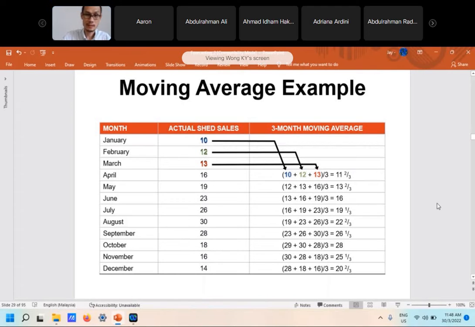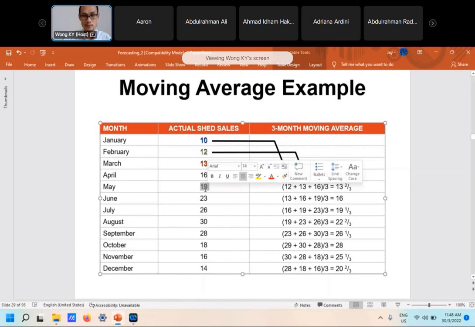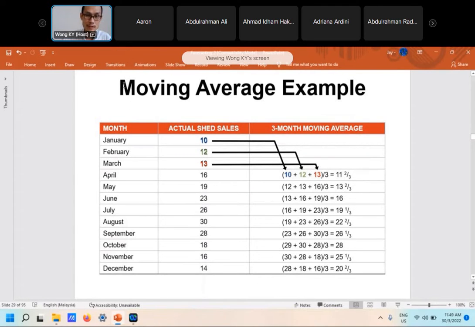Okay, understand? So let's say now May has already passed. Once May has passed, you will know the actual demand, and let's say the actual demand is 19. So with that, I can proceed to forecast for June. And the process can be repeated. That's why it's called moving average, because the thing can keep moving. You can keep calculating it for all the coming months, provided you know the actual value.